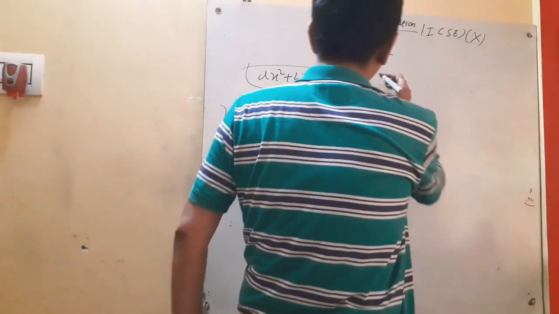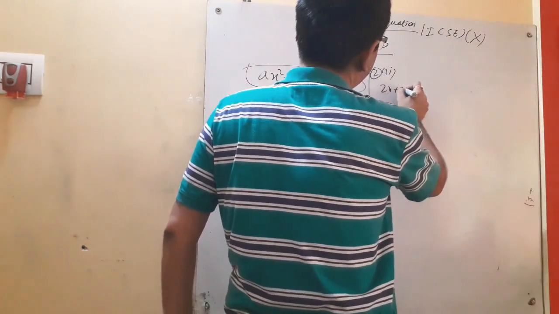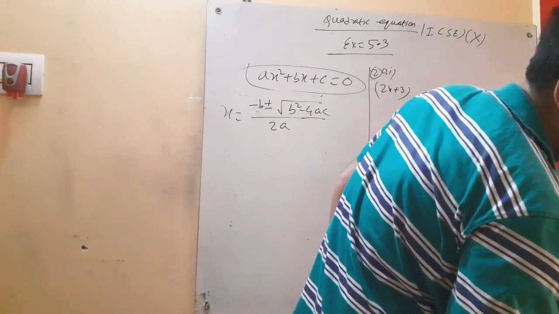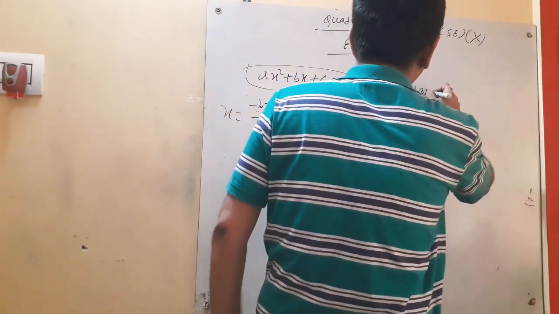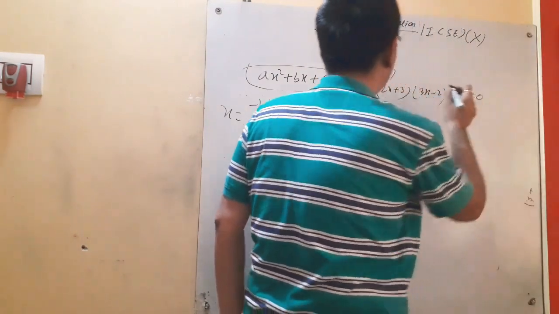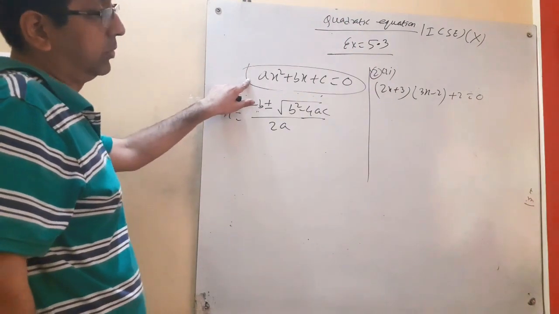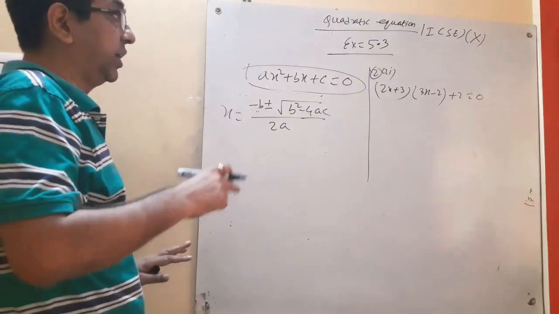2x plus 3 into 3x minus 2 plus 2 equal to 0. Look, this is not in the form. I've told you at first you have to convert it in the form of this one.